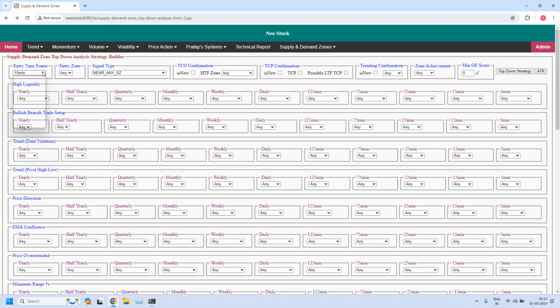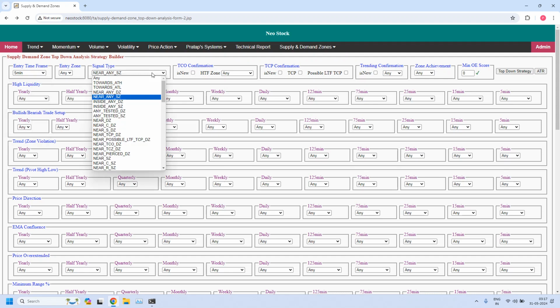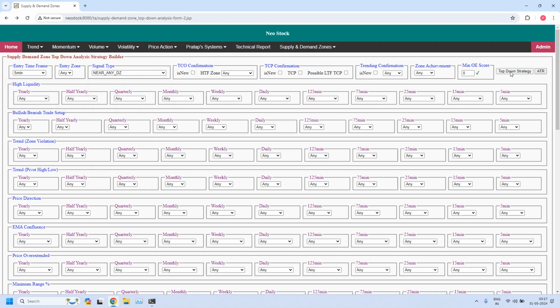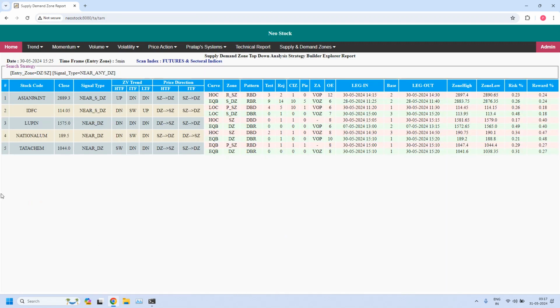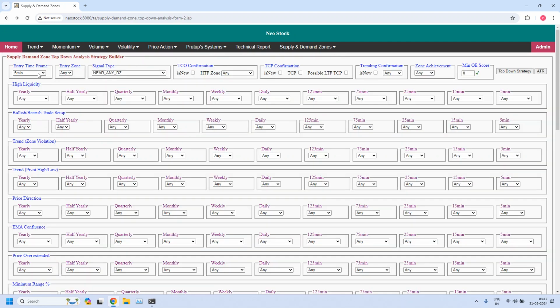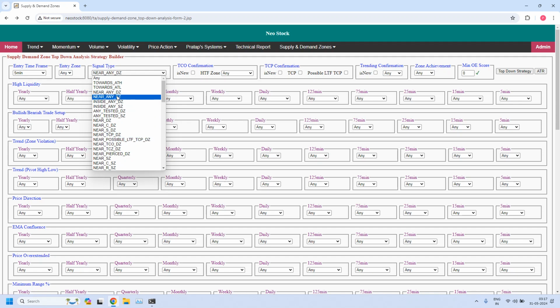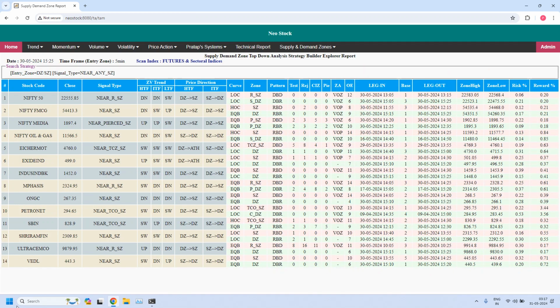So let me go back. Changing the time frame to 5 minutes, let us find the stocks near the 5 minutes demand zone. These 5 stocks are filtered. I'm going back, and for the 5 minutes time frame, let us find the stocks near the 5 minutes supply zone. These 14 stocks are filtered.